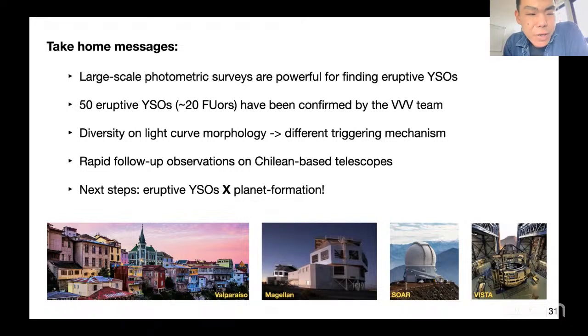Rapid follow-up observations using Chile-based telescopes are our ongoing work. We are working with the Magellan telescopes and SOAR telescopes to get more spectroscopic data. And our next step is to study eruptive young stellar objects and their correlation with planet formation.